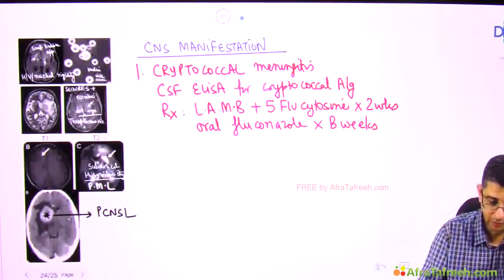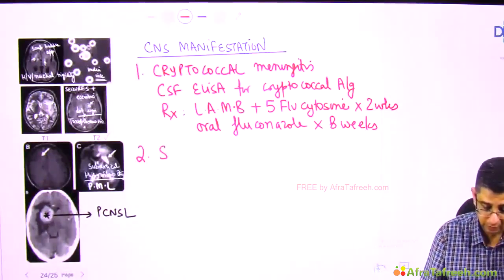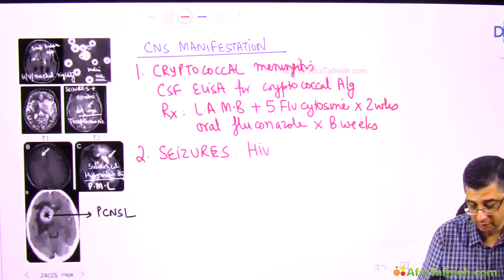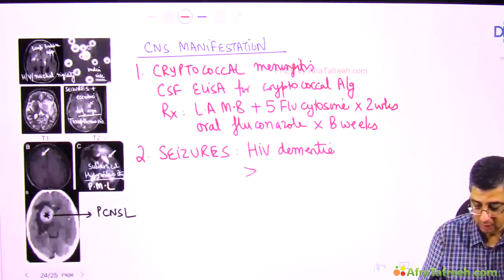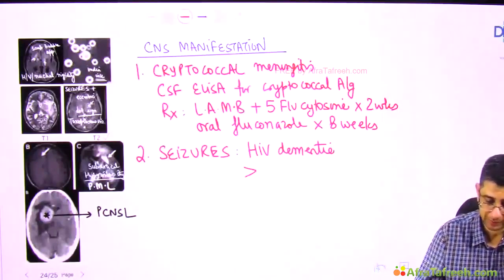The second aspect is that of development of seizures in an AIDS positive patient. One of the leading causes of seizures in an AIDS positive patient should be answered as HIV dementia. But HIV dementia is definitely a diagnosis of exclusion. So the second possibility that you have to think of is cerebral toxoplasma.